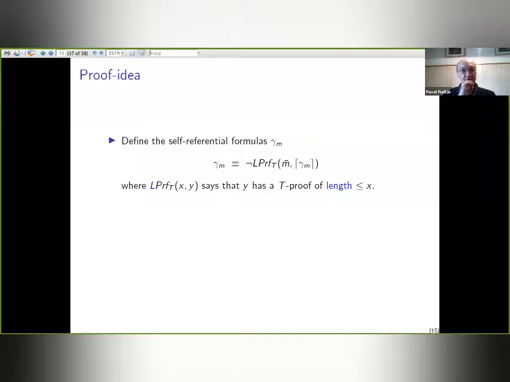Let me sketch the proof idea of this result. Recall how we proved the second incompleteness theorem. We first had the self-referential formula, the diagonal formula, based on provability. And then we formalized this and got the second incompleteness theorem. Here we are doing a sort of quantitative version of this proof. So we define γ_m, not a single formula, but a sequence of formulas, which say that they are not provable by proofs of length m. So γ_m says, I am not provable in T by a proof of length m or shorter.